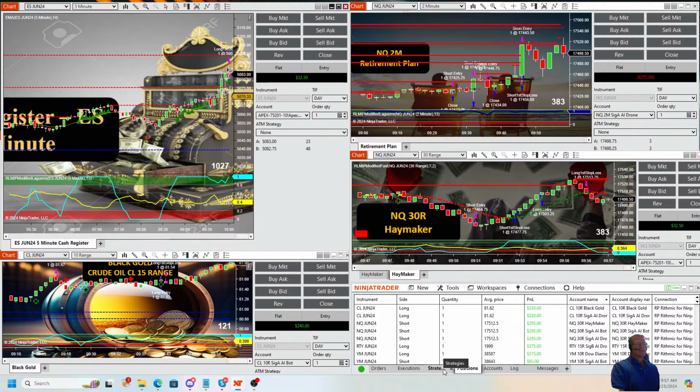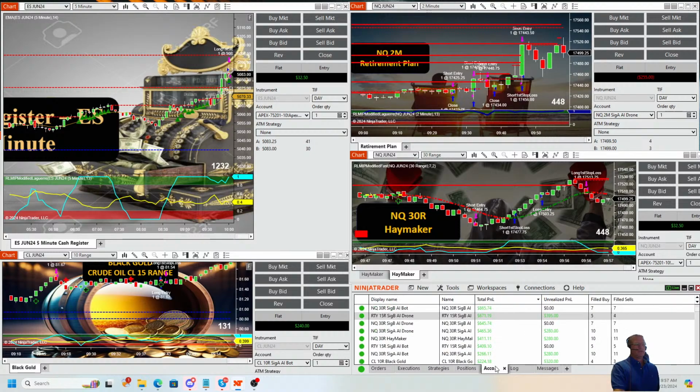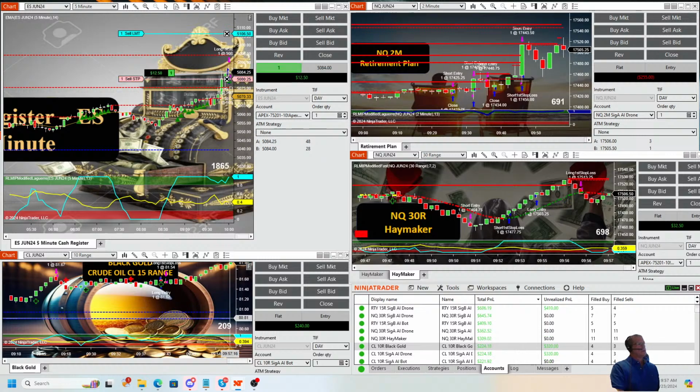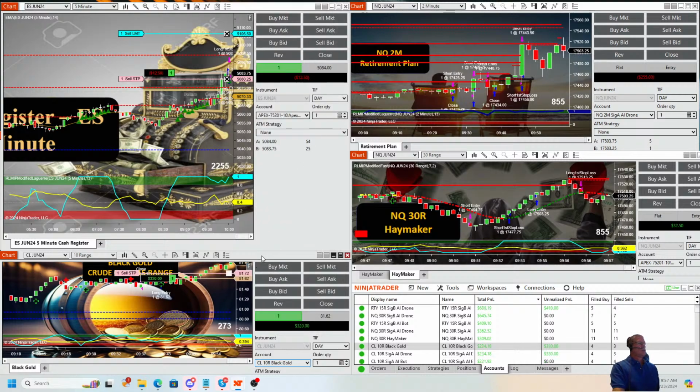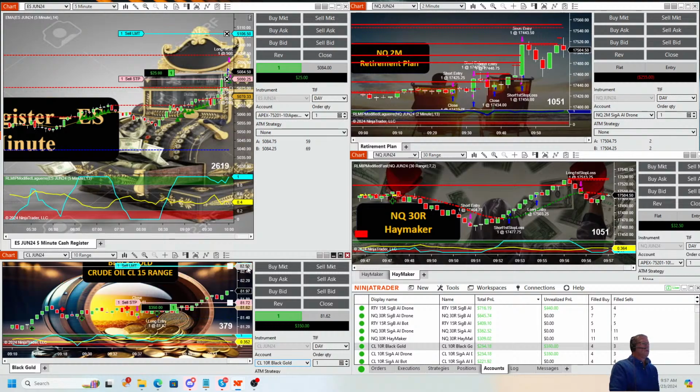Another one to look at is crude oil. If you look at crude oil today, the black gold is in a beautiful position to the long side, it looks like. Let's take a look at crude oil. Yesterday, crude oil and the E-mini did extremely well. Some good volatility on crude.